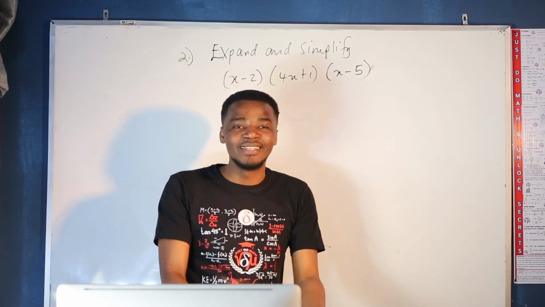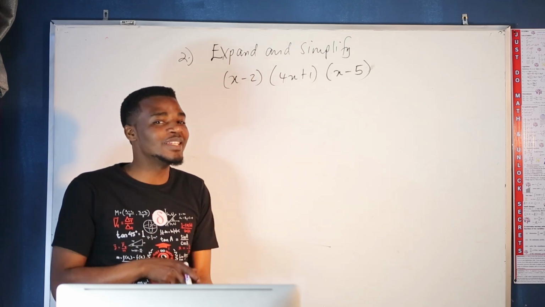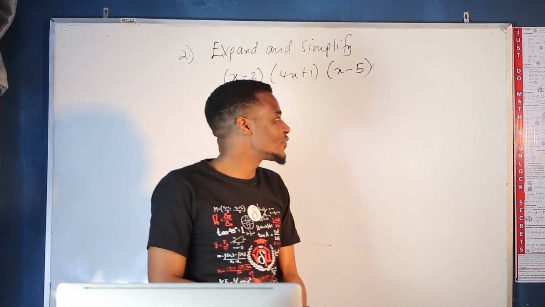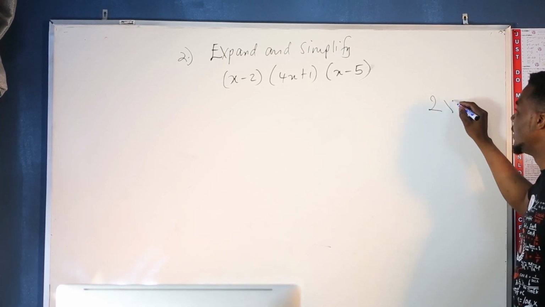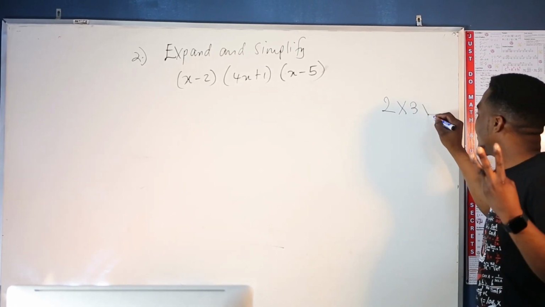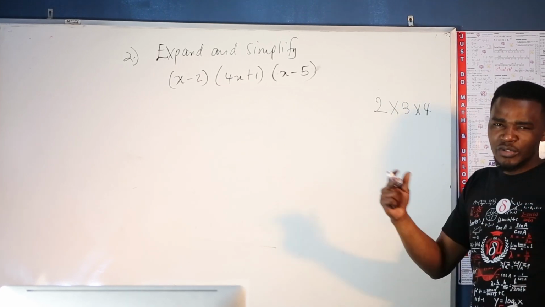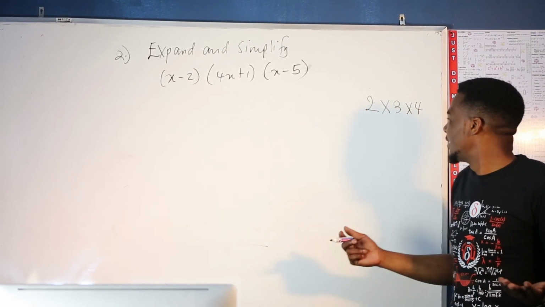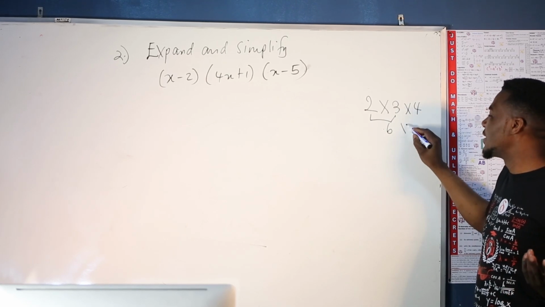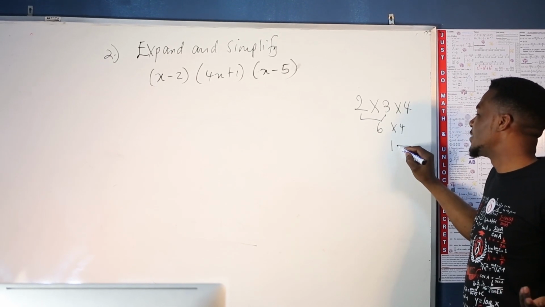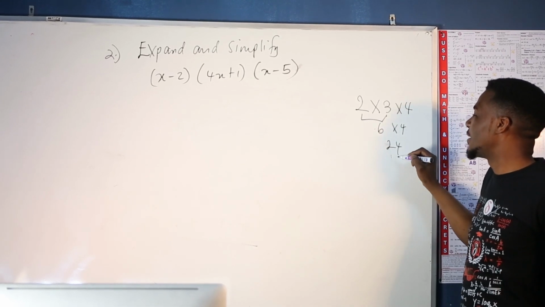Don't panic. The way we're going to solve this problem is very simple, quite interesting and straightforward. Imagine you've got 3 numbers. Maybe you've got 2 that you're multiplying with a 3, that you're also multiplying with a 4. How do you carry out multiplication in this case? You can say 2 times 3 and get 6. And once you get 6, you can then multiply with a 4 and then you get 24. That's option number 1.